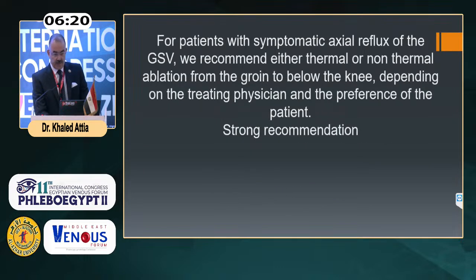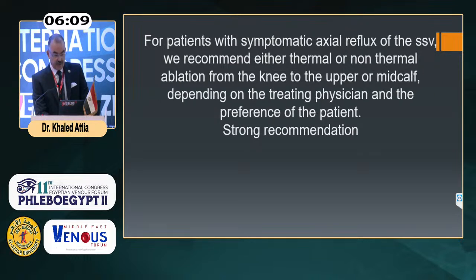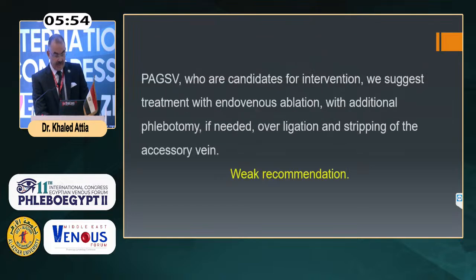For patients with symptomatic axial reflux of the great saphenous vein, we recommend either thermal or non-thermal ablation from the groin to below the knee, depending on the treating physician and the preference of the patient. Strong recommendation. For patients with symptomatic axial reflux of the small saphenous vein, we recommend either thermal or non-thermal ablation from the knee to the upper or mid-calf, depending on the treating physician and the preference of the patient. This is a strong recommendation.